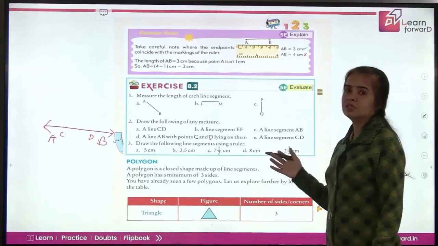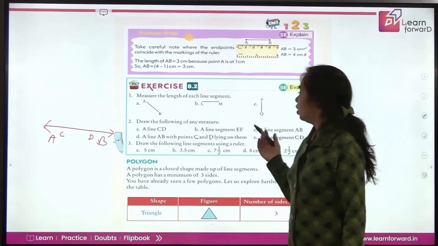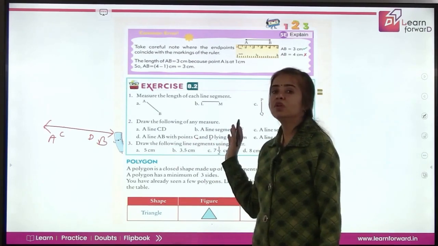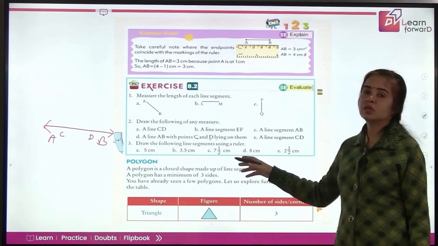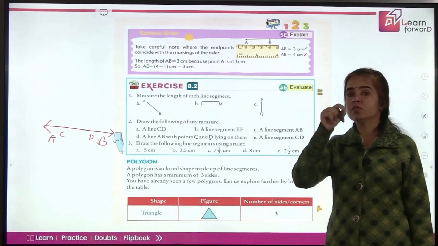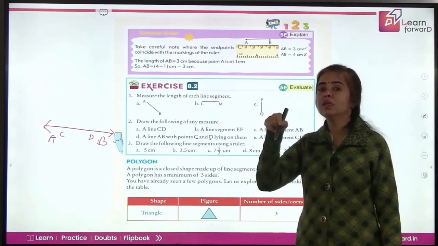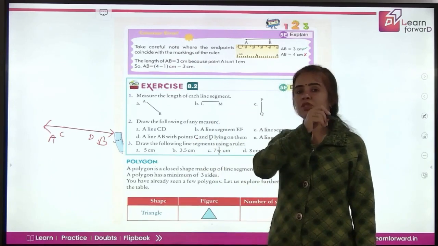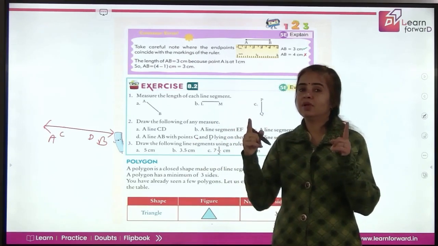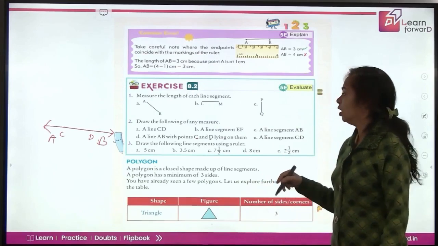A line segment CD, any line segment of any length. That is, you will be marking the points as CD. Draw the following line segments using a ruler as I have just told you. Start from 0 and move the line only up to the point you need the length. So you have to go from 0 to 5 and then label those 2 points as your line segment.